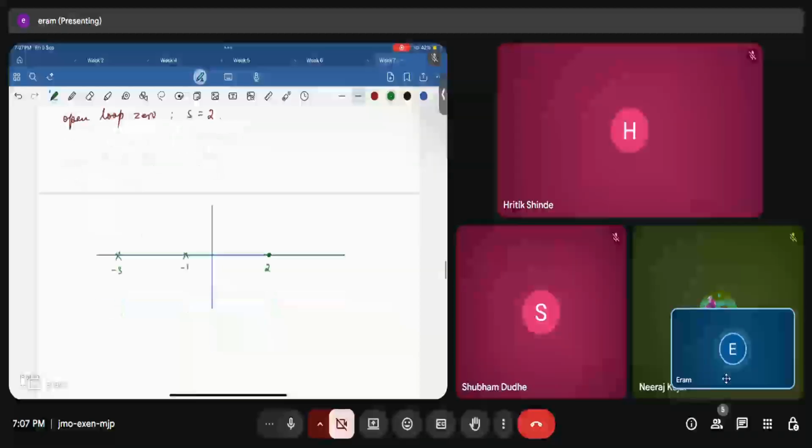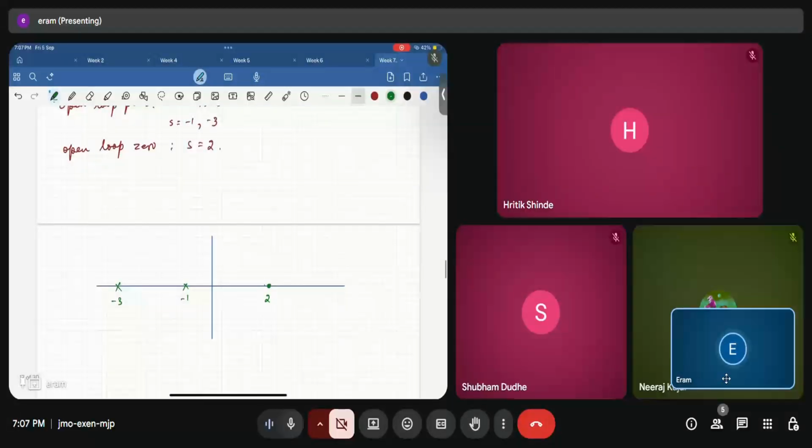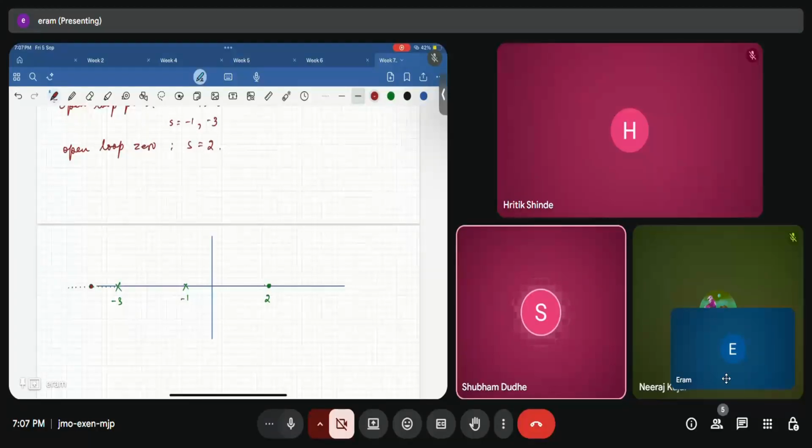So we have to identify the regions. Okay, let's start from this region, this part of the real axis. If we choose any point here, and we look on the right, how many open loop poles and zeros do we have? 3. 3, which is odd.